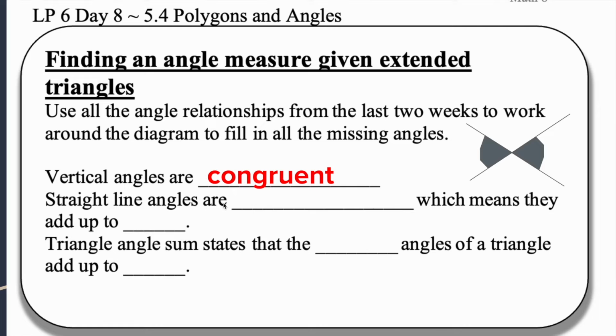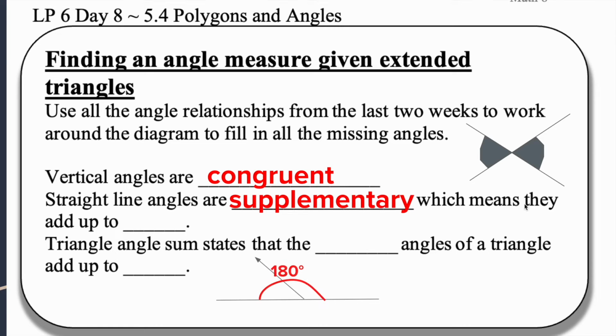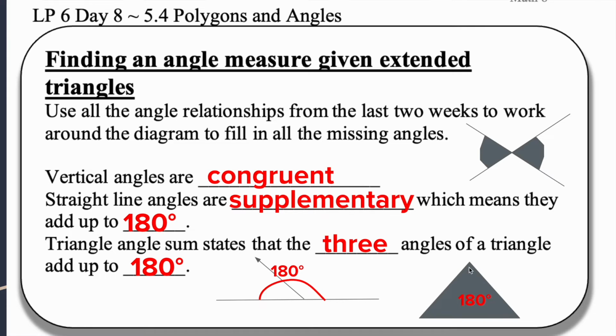Straight line angles are supplementary, which means they add up to 180 degrees. So what that means is if I have a straight line and I have two angles that it's divided up into, those two angles will add up to 180 degrees. And then triangle angle sum states that the three angles of a triangle add up to 180 degrees. So anytime we have a triangle, I can add angle 1, 2, and 3, and I will get 180 degrees.